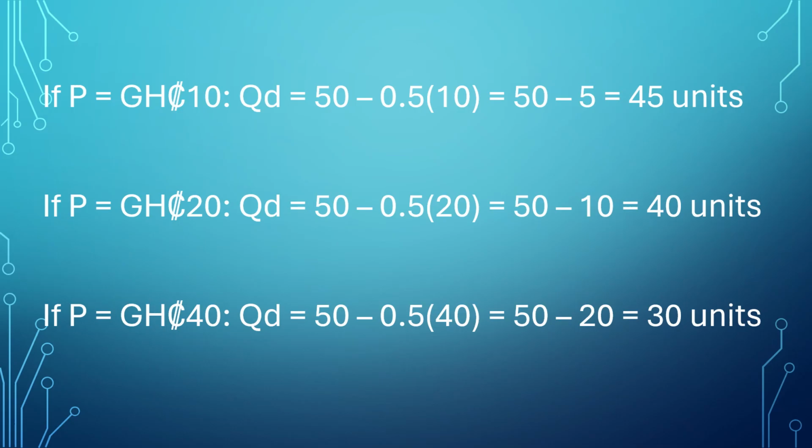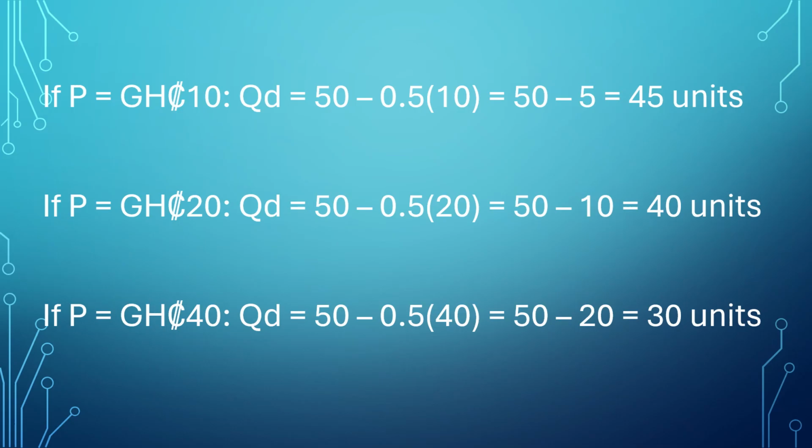If P is 20, we have QD equal to 50 minus 0.5 times P, where P is 20. So we put P there. Now 0.5 times 20 will give you 10. So now you have 50 minus 10 is equal to 40 units. Observe this: the price increases from 10 to 20, quantity demanded decreases from 45 to 40.